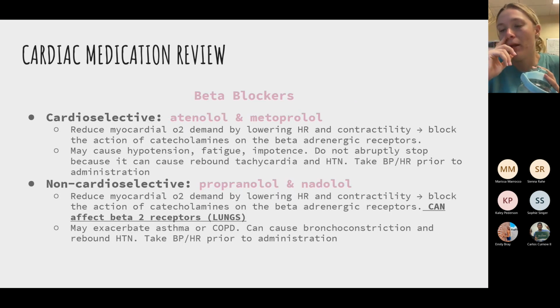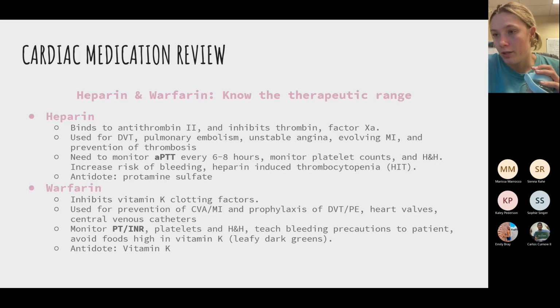Most common drugs are beta blockers. These help slow the beat of the heart. So if I have an elevated heart rate, we give beta blockers, and they really, really help. Some are cardioselective, meaning they only act on the heart. Non-cardioselective, such as propranolol and nadolol, these drugs work on both the heart and the lungs. So if you have any lung issue, you're probably going to opt for a cardioselective beta blocker.